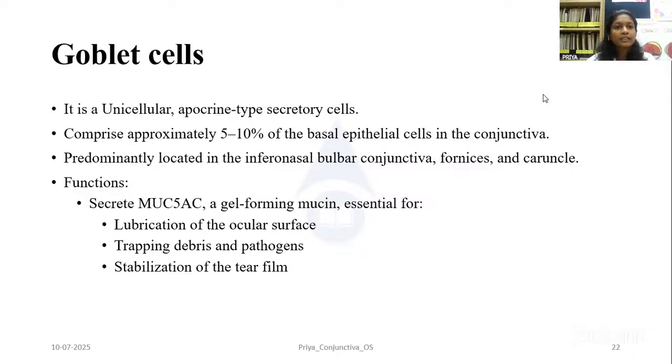Goblet cells. They are unicellular apocrine type secretory cells and comprise approximately 5 to 10% of the basal epithelial cells in the conjunctiva. Located in the inferonasal bulbar conjunctiva, fornices and caruncle. Function: secrete a gel-forming mucin essential for lubrication of the ocular surface, trapping debris and pathogens, and stabilization of the tear film.